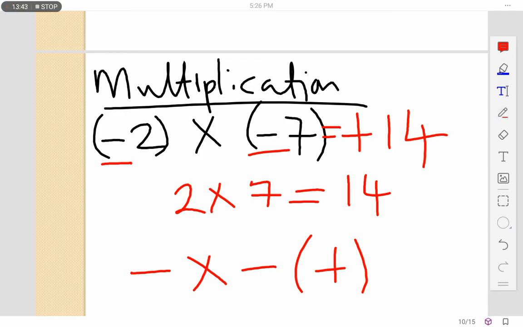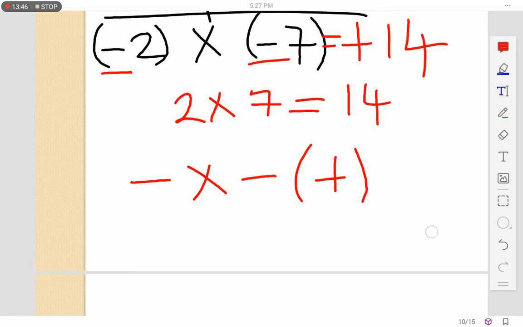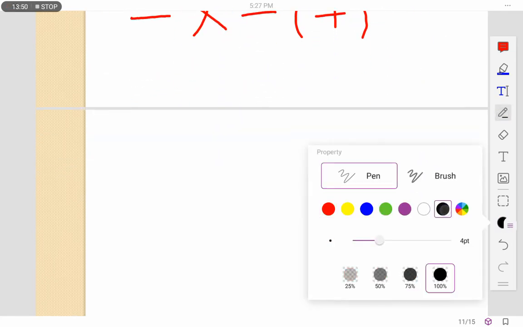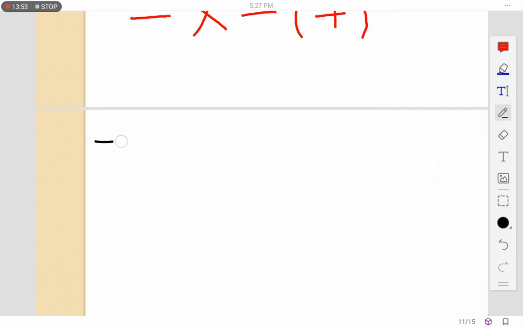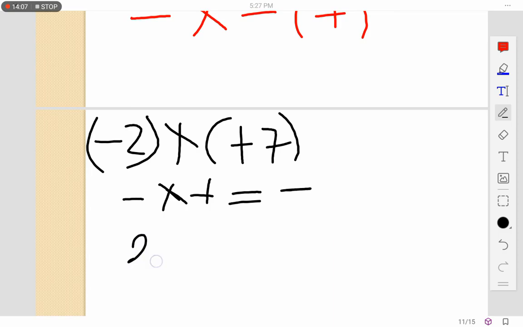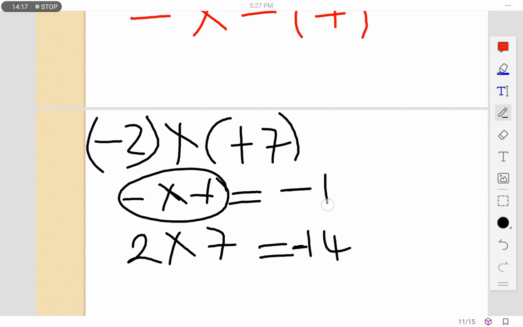Okay, let's have another example. I can have minus 2 times plus 7. So this is now a minus times a plus. When we have such a thing, we will get a negative answer. So it will be the same as 2 times 7. What do we get? We get 14. Okay, so we have that minus here. So we have minus 14.